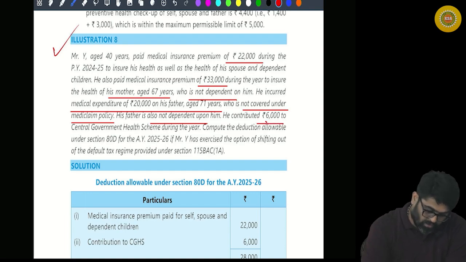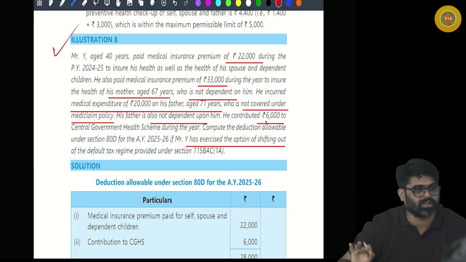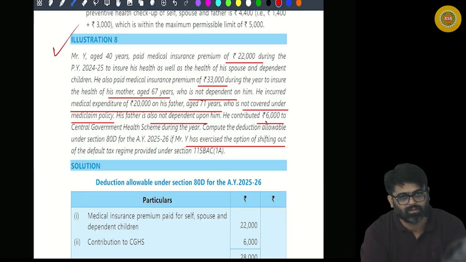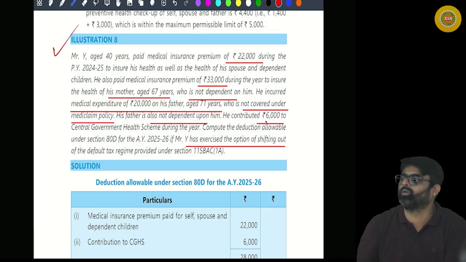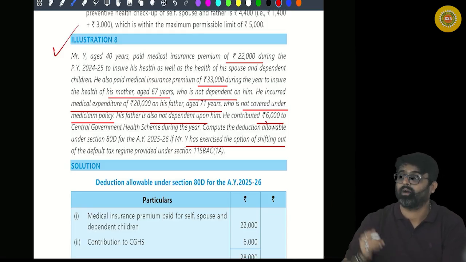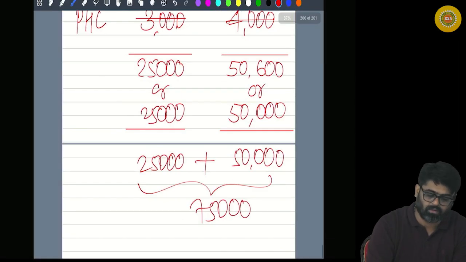Compute the deduction allowable under 80D if Mr. Y has exercised the option of shifting out. What if he is not shifting out? The entire information is useless, the deduction will be nil. They want you to calculate, so they will have to tell you that he is shifting out. Calculate. Simple. Make that same table which I made.